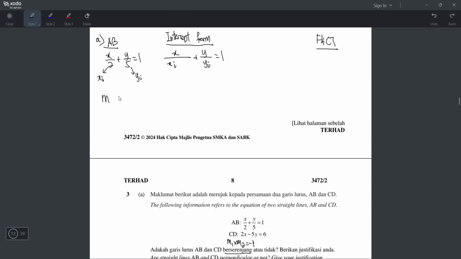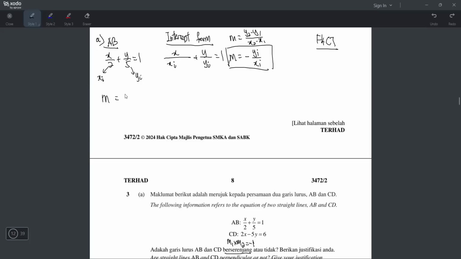So we can find the gradient by using the gradient formula. The gradient formula kita tahu is y2 minus y1 over x2 minus x1, right? Ambil 2 point and then ambil beza y bagi beza x. But there is another formula that you can use, which is negative y-intercept over x-intercept. Tapi this formula kita jarang guna lah, sebab bukan selalu dia bagi x-intercept, y-intercept, right? But in this question, we can actually use this formula.